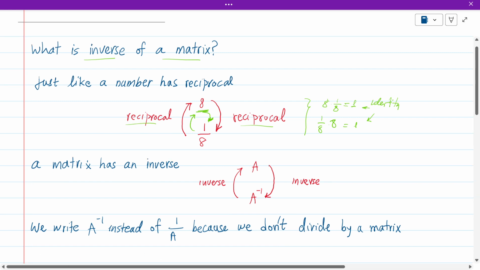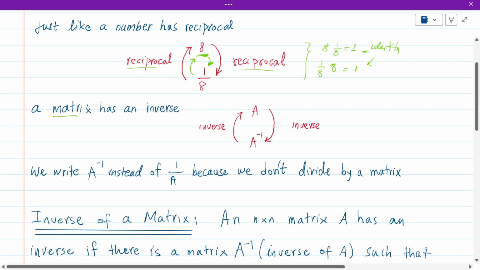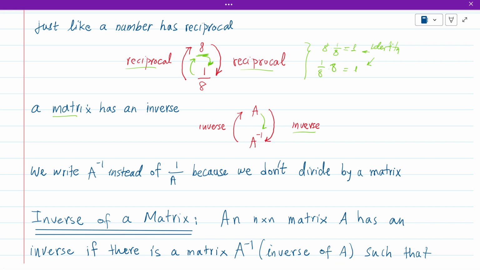Now the same thing in matrices. If you have a matrix A, the inverse of the matrix we write A inverse. And the inverse of A inverse is A. The reason for this is, if you take A and A inverse and multiply them, A is the inverse of A inverse and A inverse is the inverse of A. In both cases, you should get an identity matrix.